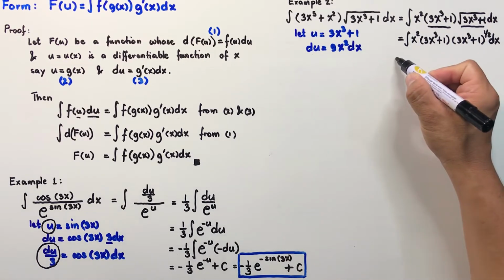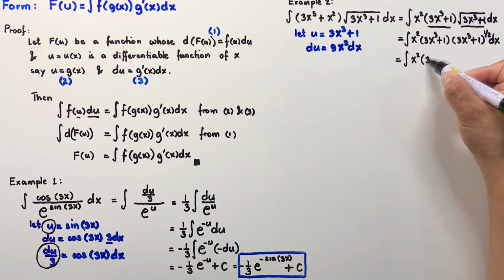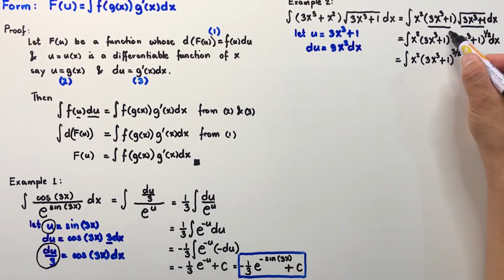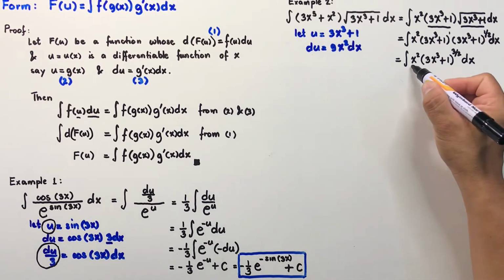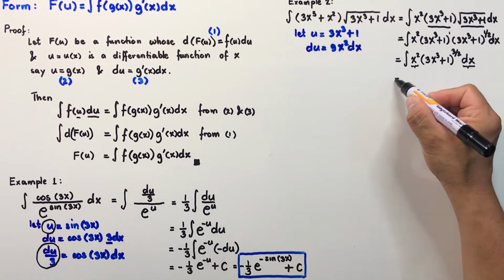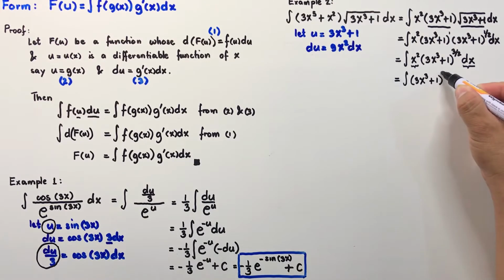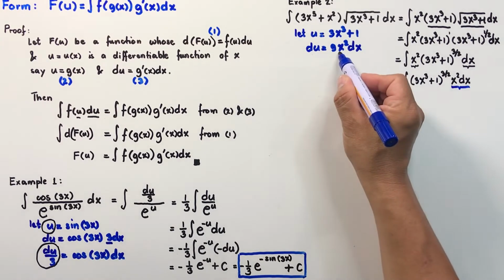So applying the laws of exponents, we have x squared times 3x cubed plus 1 to the power 3/2, because we just add the exponent 1/2 and the 1 here, and of course there is a dx here. Now rewriting this x squared and this dx together, we have the integral of 3x cubed plus 1 to the power 3/2 x squared dx. And we can find that this one is here.